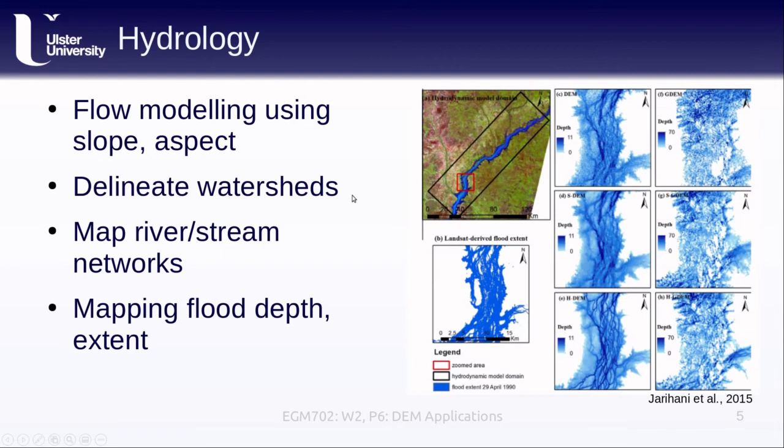And so the example shown here shows a flood that was observed using, I believe, Landsat images in 1990, and you can see the blue area showing where they've mapped the flood extent. And then we have different DEMs which give us different depths of floodwaters. And so by combining the flood extent mapped from the satellite images with the DEM, we can work out things like the flood depth in different areas, we can work out the flood volume, and so on. So this paper is available on Blackboard in the reading area.